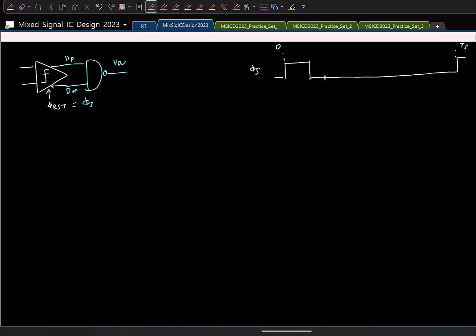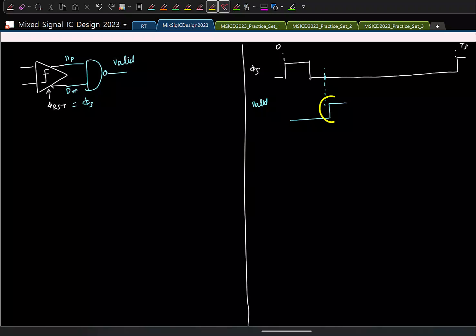So basically I will take these two outputs and give them to a gate, and generate a signal called valid. This valid signal will go high once the first comparison is done, right? So let's say I will draw valid here. Let's say at this point the comparator has finished the comparison. After a small delay, the valid will go high. Great, so now we have detected when the first comparison is over.